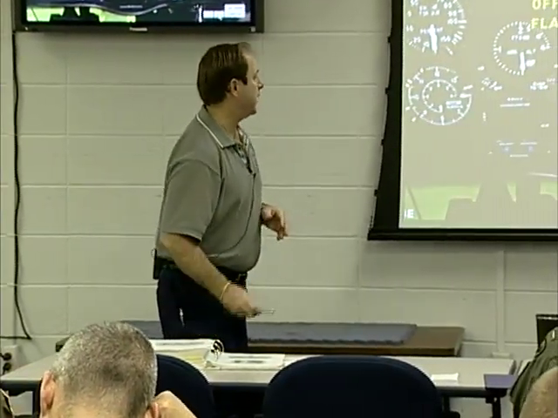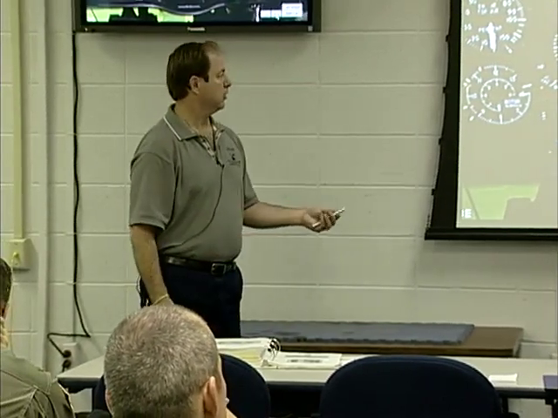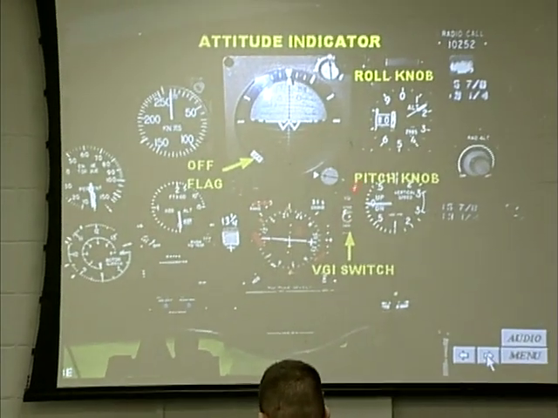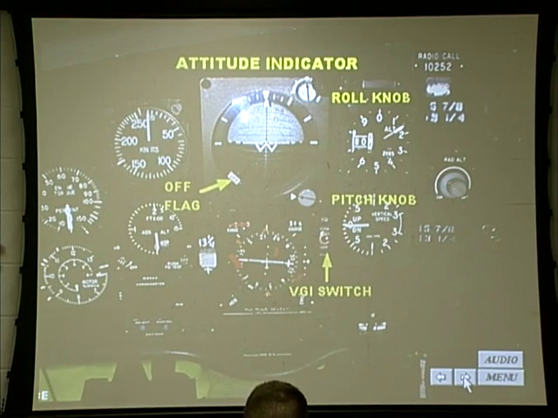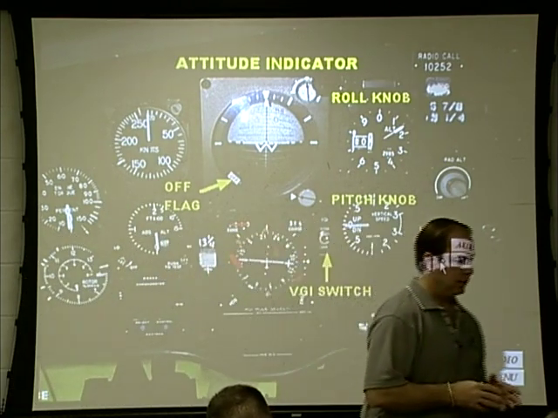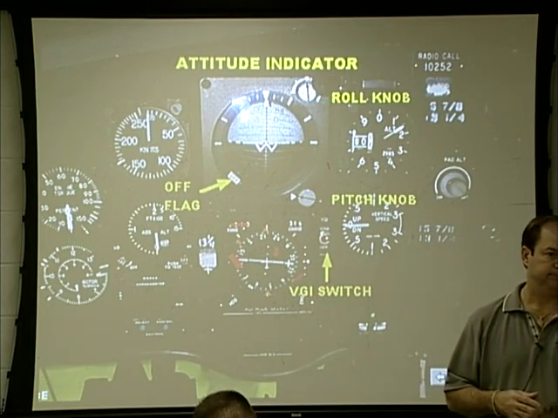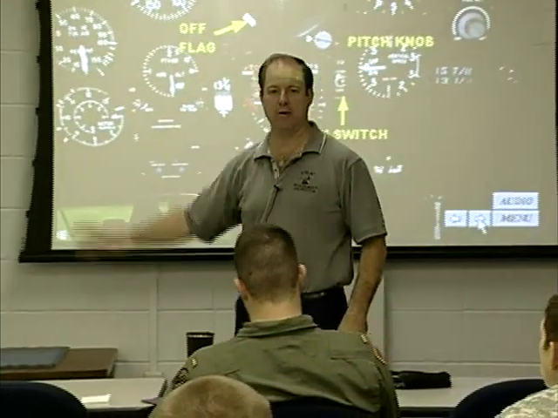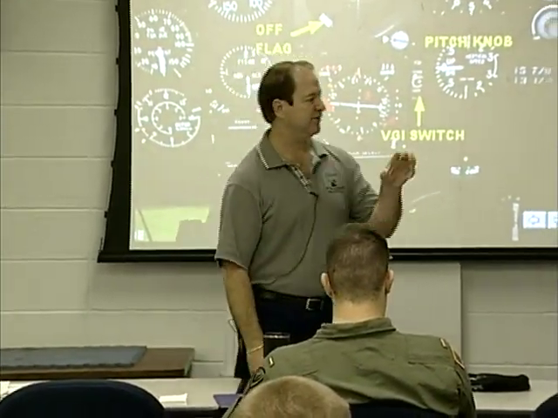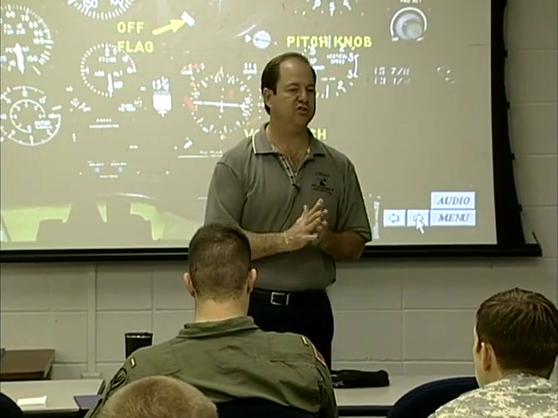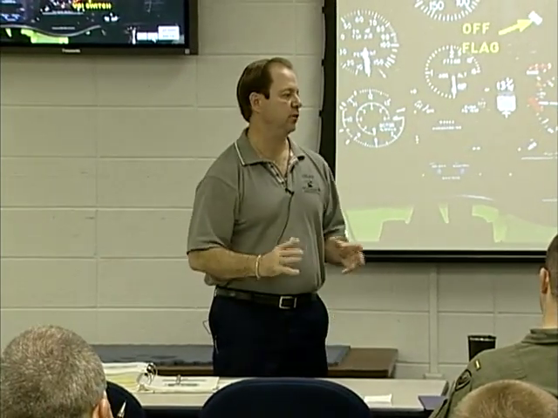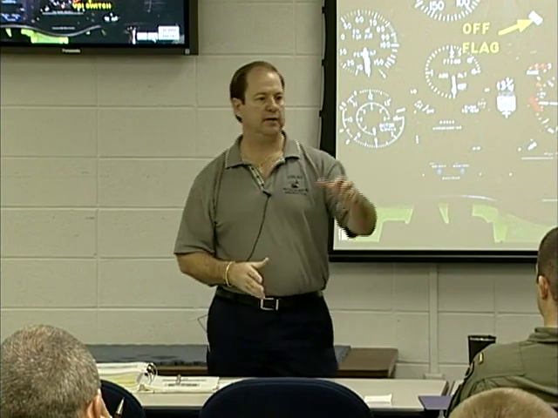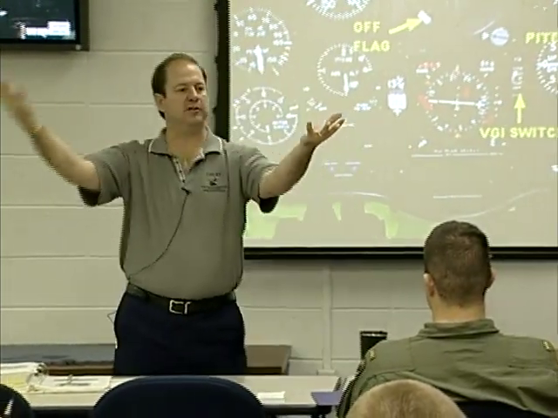Now, on the pilot and co-pilot's instrument panel, you have what's called a VGI switch. There's a misconception about that switch. What that switch does is it takes that indicator and slaves it to the opposite gyro. I'll say that again. It takes that indicator and slaves it to the opposite gyro. What is the misconception associated with that switch? That it takes the indicator and slaves it to the opposite indicator. And that is a misconception.